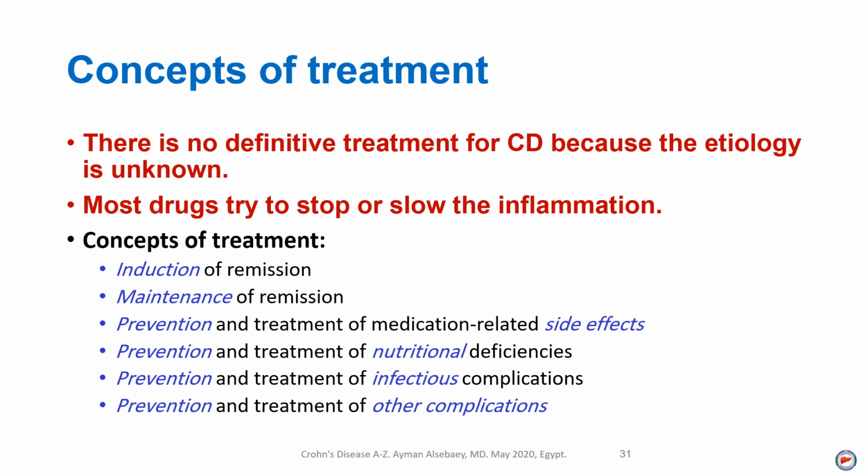What are the concepts of treatment? Remember, there is no definitive treatment for Crohn's disease because the etiology is unknown. So most drugs try to stop or slow down the inflammation. The concepts of treatment are: number one, induction of remission, maintenance of remission, prevention and treatment of medication-related side effects, prevention and treatment of nutritional deficiencies, prevention of infectious complications, especially if there is Crohn's colitis, and prevention and treatment of other complications like fistulae and so on.